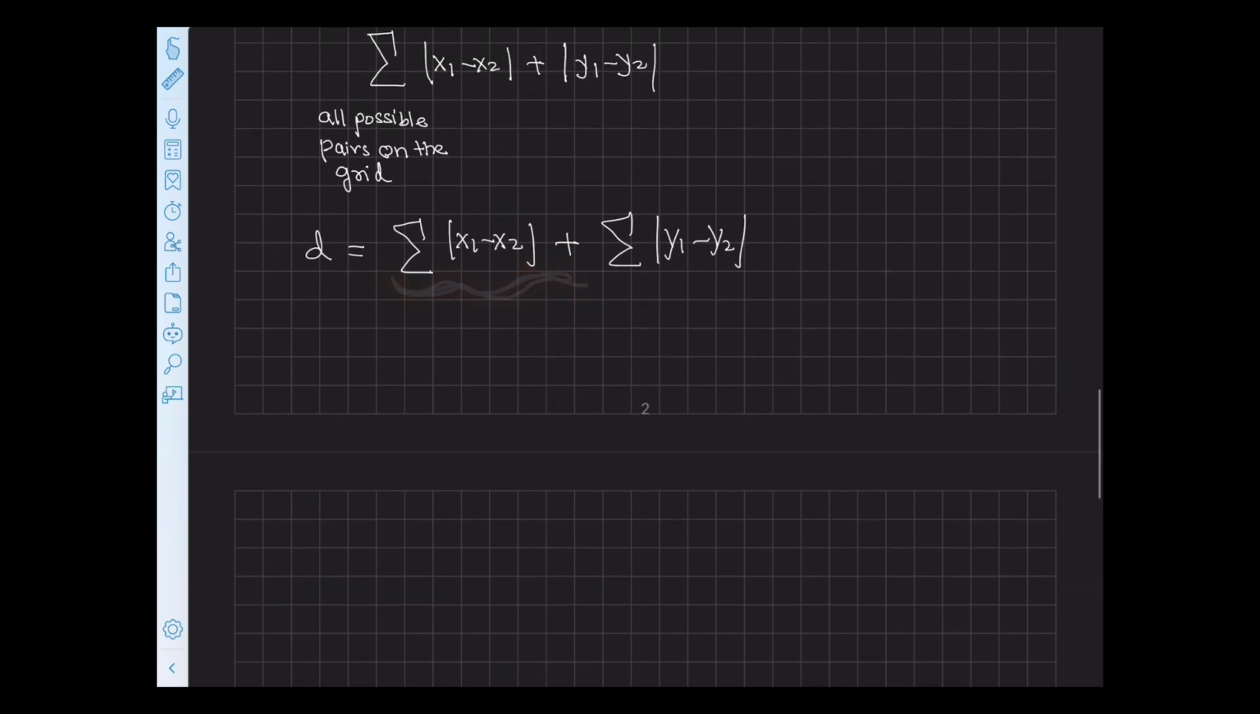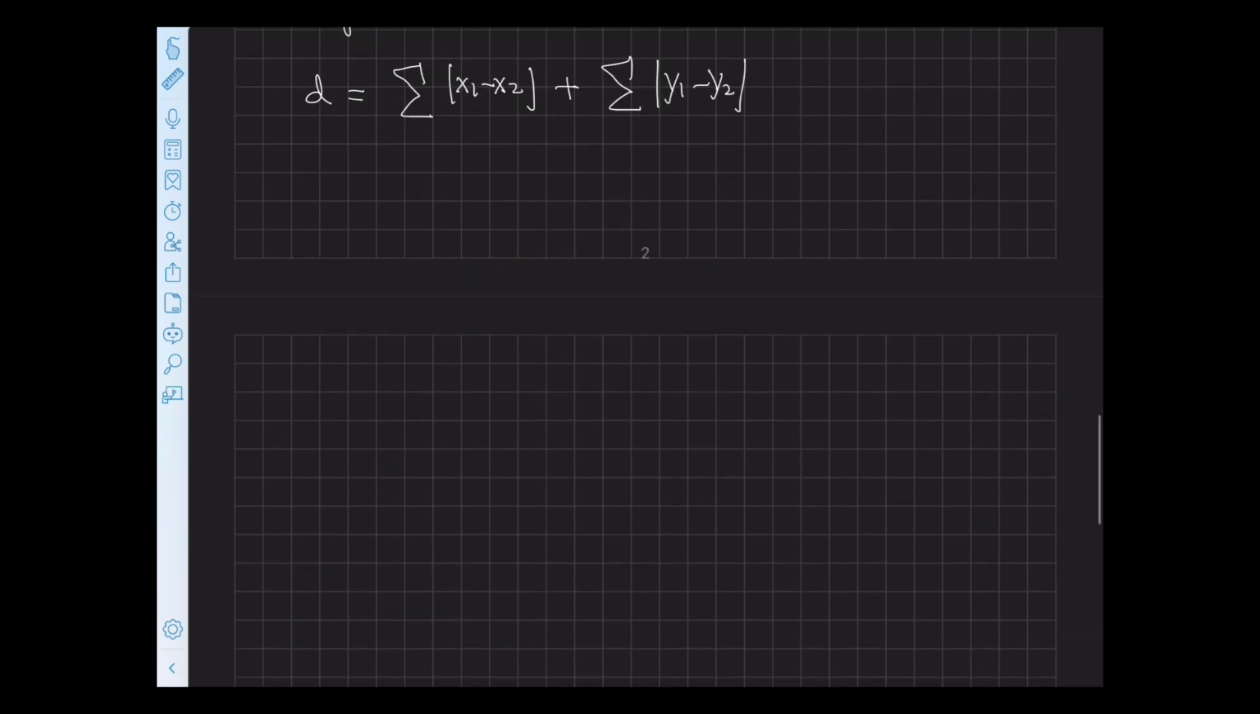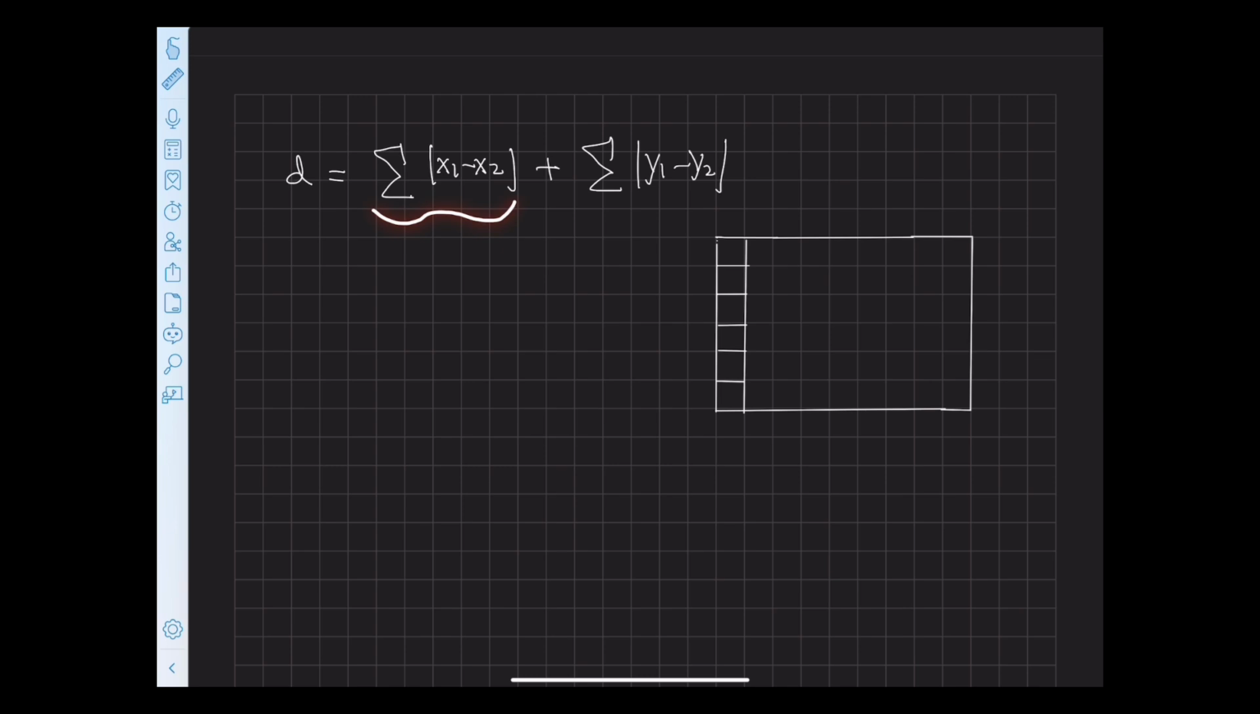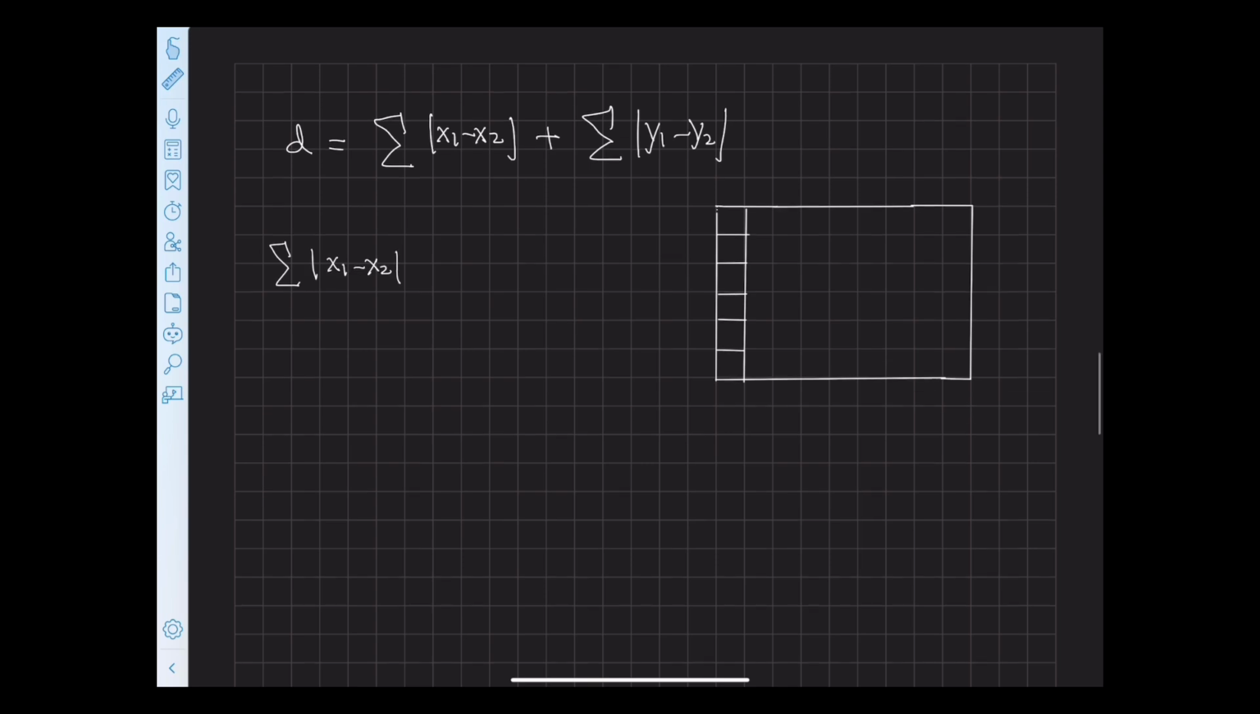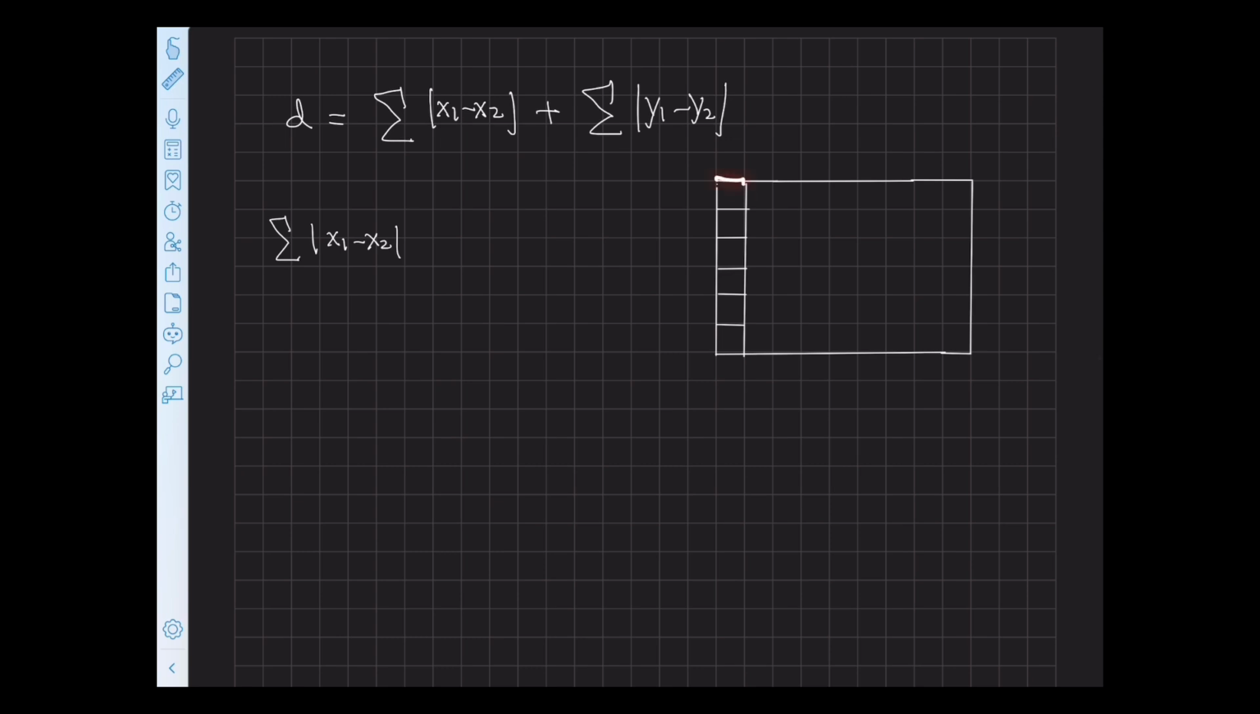x1 minus x2, so it's the two different rows. I said we should just focus on computing this one, right? So let's try and focus on computing the sum of all the Manhattan distances of the possible x values on the grid. All the x values are what we have to focus on. So let's take this column for now, okay? All these x values are different, right? I'm just focusing on one column for now.